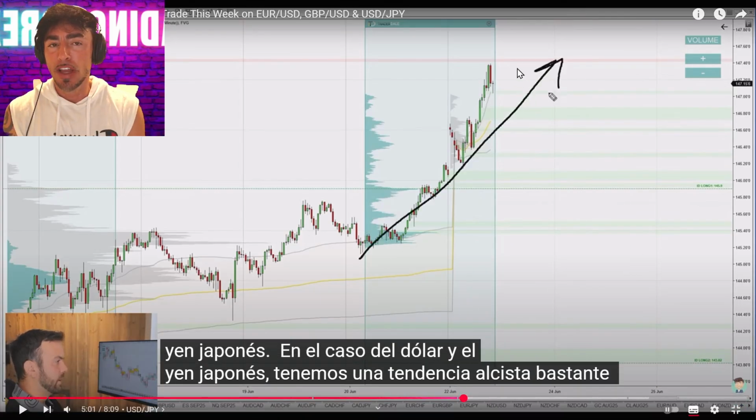Vale, ya os adelanto que el dólar yen ha pegado también un desplome para abajo importante, ¿eh? Vamos a ver qué dice.